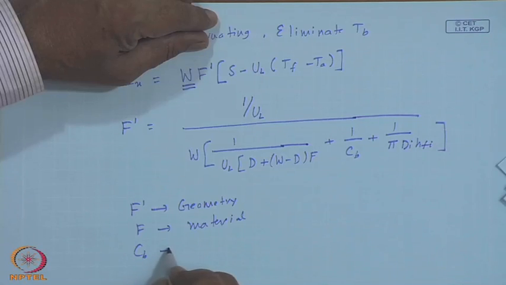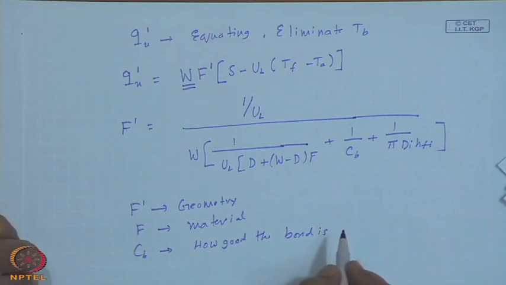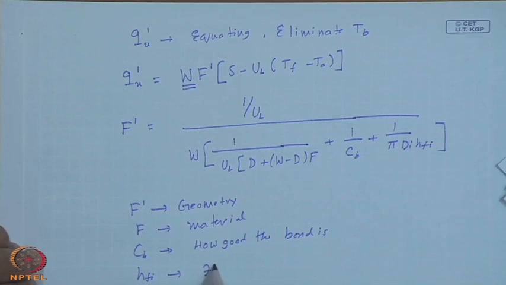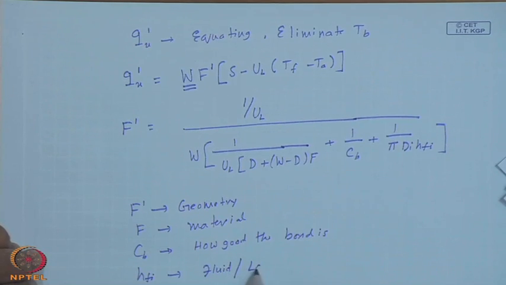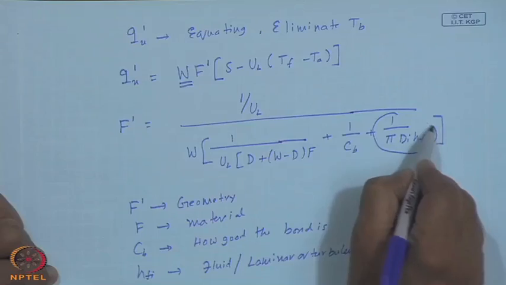Cb, how good the bond is, and of course, this hfi is an indicator of fluid and laminar, generally laminar or turbulent flow, or at times we may do something to enhance the heat transfer coefficient inside. So that this pi D i hfi will be large and 1 by pi D i hfi will be small. The resistance due to convection will be small.